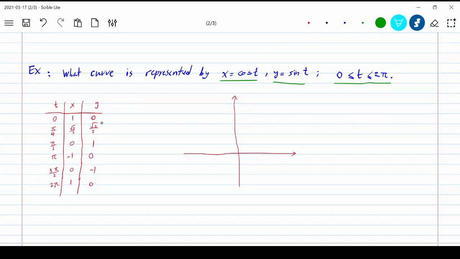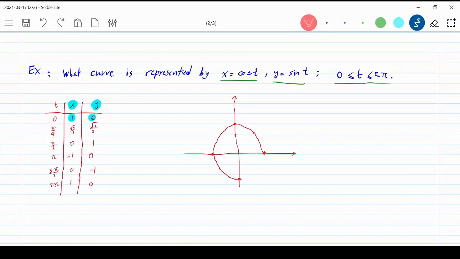I'm looking at these two columns now, the x and y coordinates. So I have the point (1, 0). I have root 2 over 2 and root 2 over 2, so somewhere here. Root 2 over 2 is about 0.7, so this is (0.7, 0.7). And then I have (0, 1). Next we have (negative 1, 0). Then we have (0, negative 1). And we go back to (1, 0). And you can expect the curve to look like this.